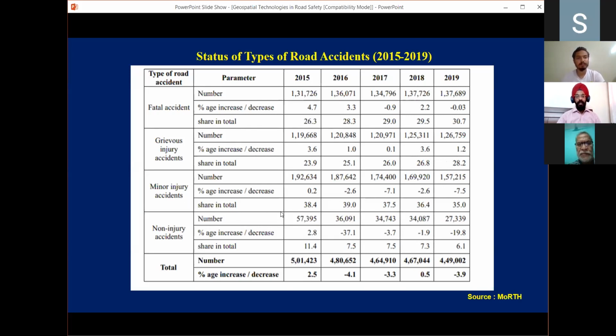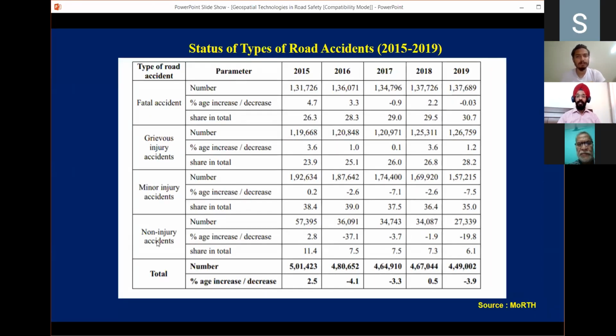Minor injuries' share in total in 2015 was 38.4, while in 2019 it is 35%. It is not changing a lot, but we have to reduce this also. Non-injury accidents are not affecting a lot in terms of death or even property. The share in total is 11.4, and in 2019 this reduced to 6.1. You must be surprised that fatal accidents are still 30.7%. It is the maximum percentage, 30.7. So we must try to reduce this.